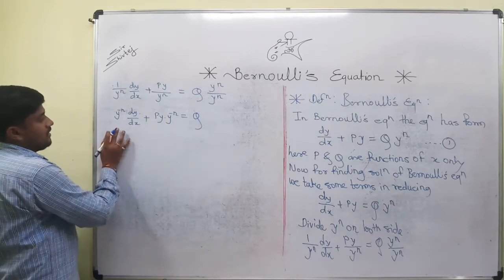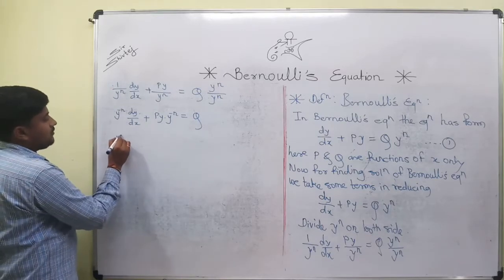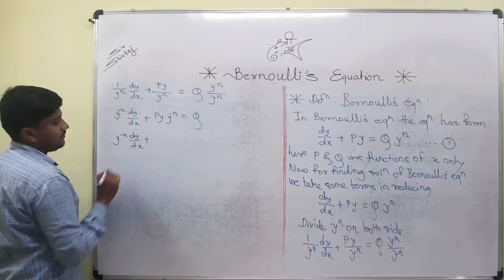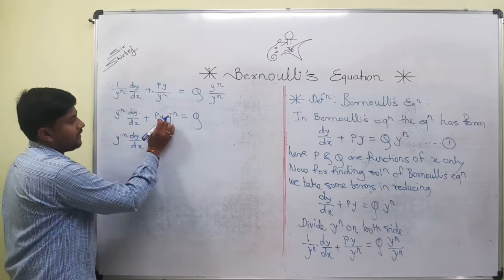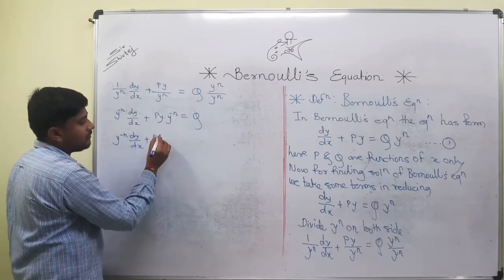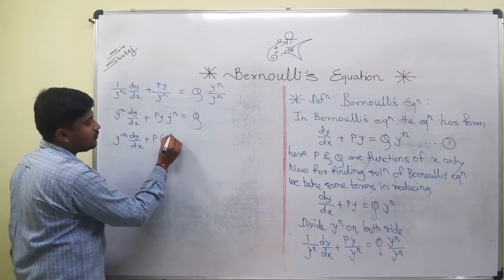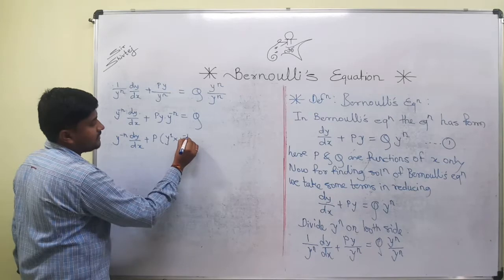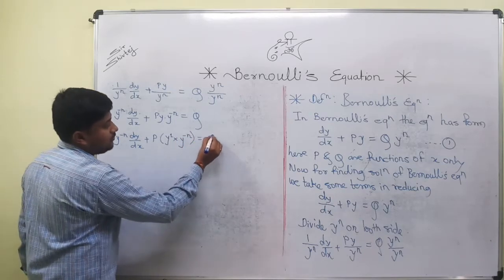Now here we see that y raised to minus n dy by dx take as it is, plus, but here p take as it is, y into y raised to minus n, it will be written as y raised to 1 into y raised to minus n, okay, is equal to q.